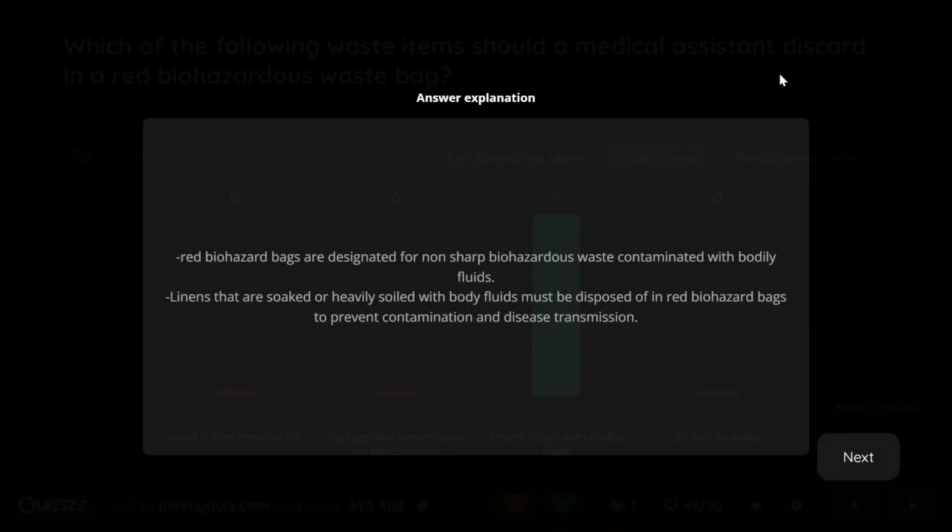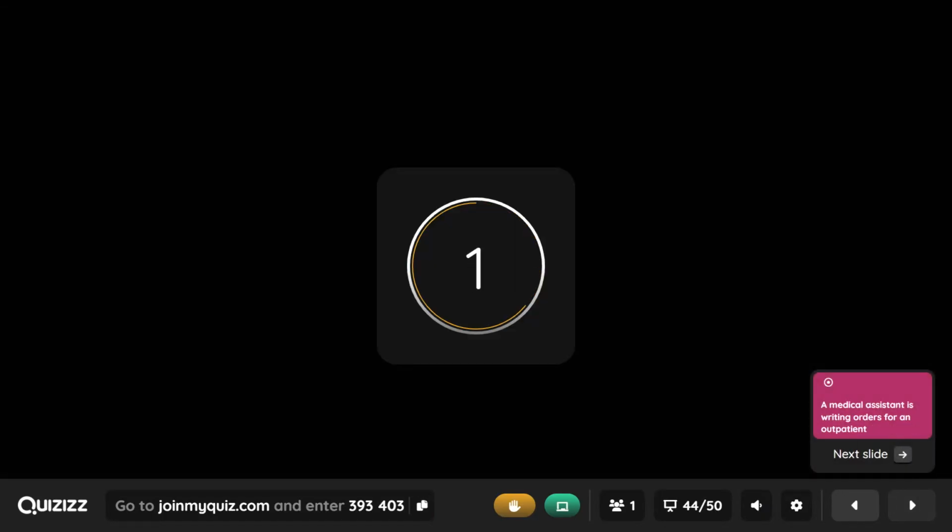Same with those broken ampules. Now, the red biohazard bags are designed for non-sharp biohazardous wastes that are contaminated with bodily fluid. Linens that are soaked or heavily soiled with bodily fluids must be disposed of in those red biohazard bags to prevent contamination as well as disease transmission. Next question.